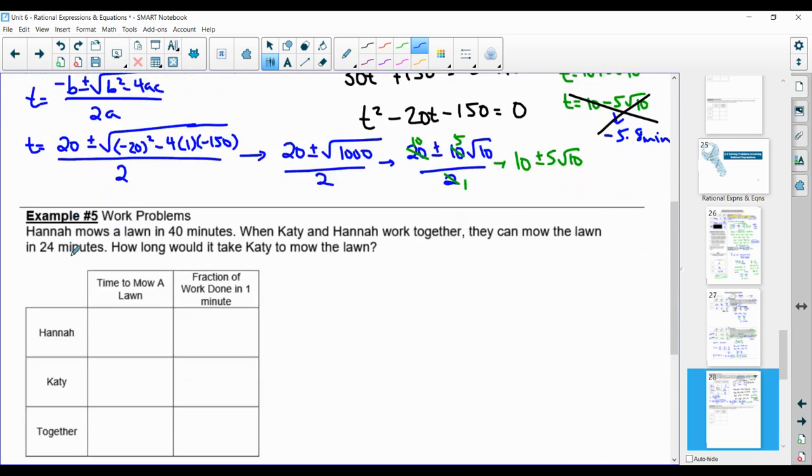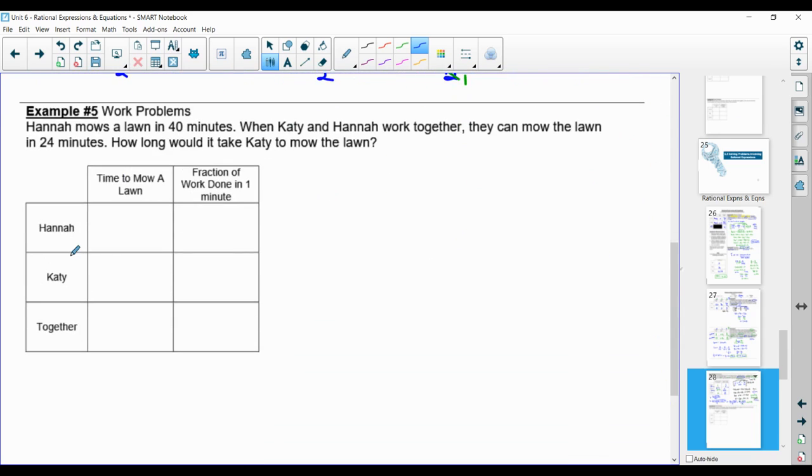All right, we're going to look at one final example. And this again is a work problem. We're looking at two people mowing lawns. So Hannah mows a lawn in 40 minutes. I'm going to fill this in as we go. Hannah mows the lawn in 40 minutes. When Katie and Hannah work together, they can mow the lawn in 24 minutes. So working together, they can mow the lawn in 24 minutes. The question is, how long would it take Katie to mow the lawn? So our unknown is Katie.